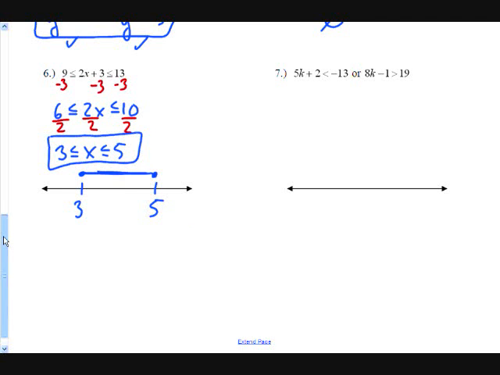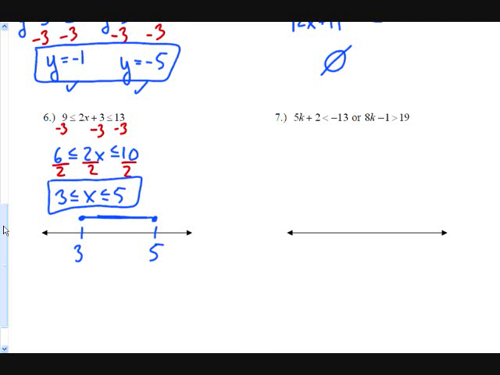For the next one, the or is essentially just two inequalities that we have to solve. I'm going to subtract the 2 from each side. So I get a 5k is less than a negative 15. And now I have to divide each side by a 5. And what I'm dividing by here is a positive, so I don't have to flip the inequality sign. It's a negative 3. If I multiply or divide by a negative, remember I have to flip the inequality sign. Don't forget about that. Here I've got to add 1 to each side.